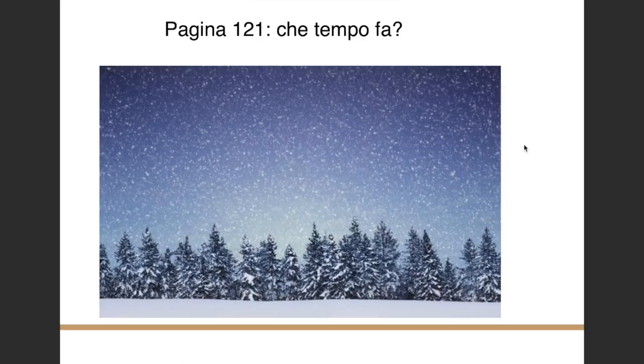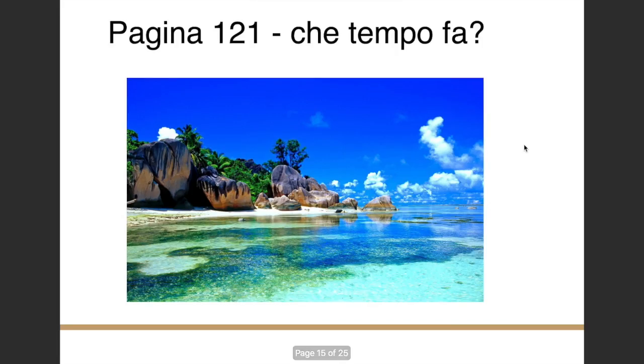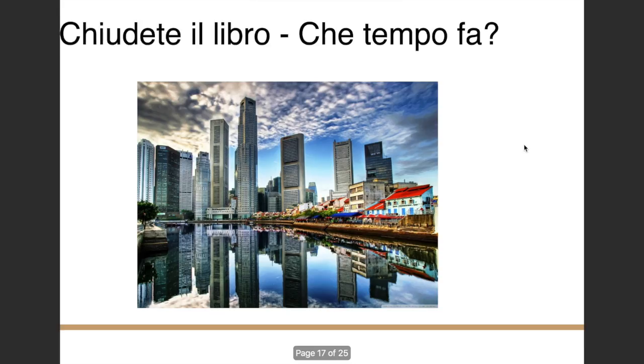And so I go over a few more images, and I'm asking them, Che tempo fa? What is the weather like? I haven't given them the word for it is snowing, but they can see it in the book, and I ask them to provide it. I do a few more of these. And then I ask them, okay, now we're going to close the book, and I can see everybody closing the book. And I will ask them to describe this image without using the book.